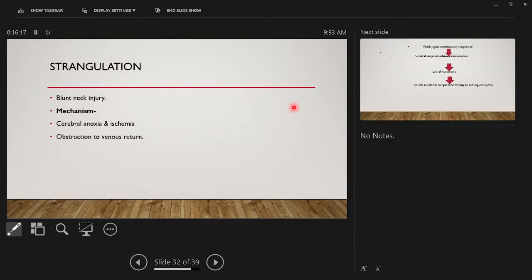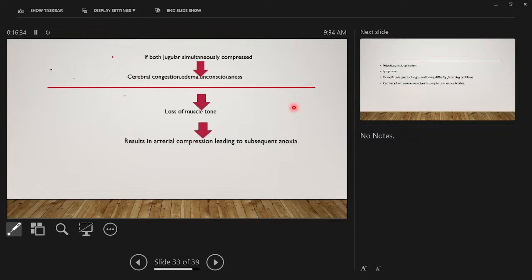Now, another mode of blunt neck injury is strangulation. The mechanism is mostly due to compression of both the carotid arteries. This leads to cerebral anoxia and ischemia, and obstruction to venous return. If both the jugulars are simultaneously compressed, there is cerebral congestion, edema, and unconsciousness. This also leads to loss of muscle tone, which further increases the arterial and airway compression, leading to subsequent anoxia.